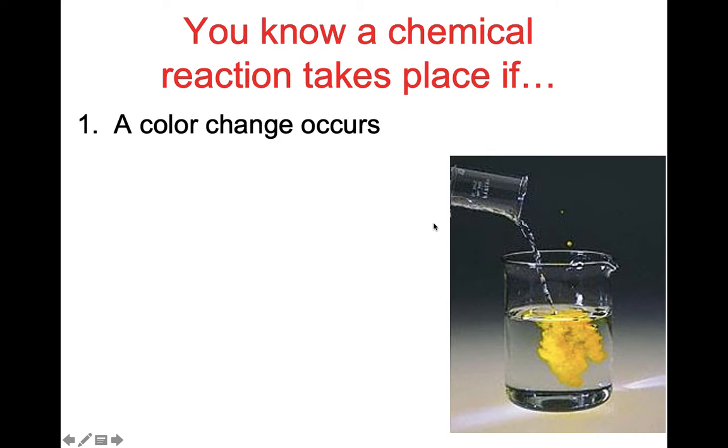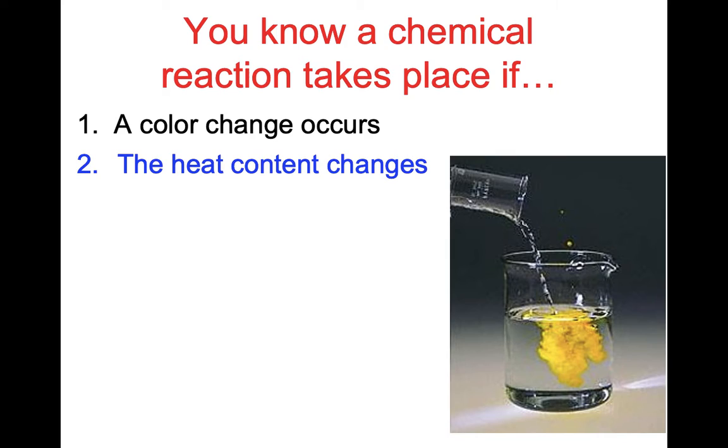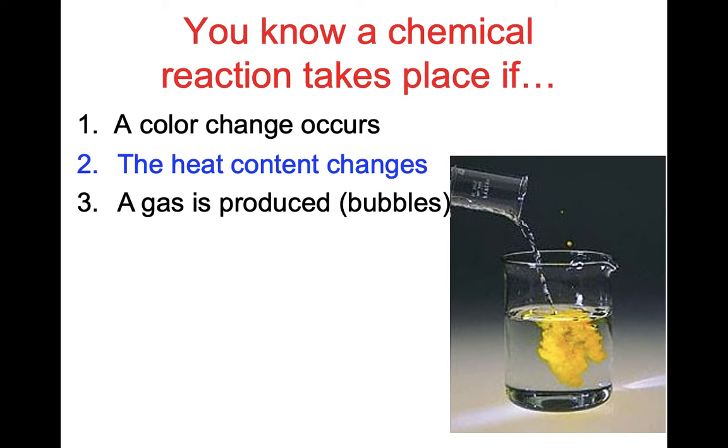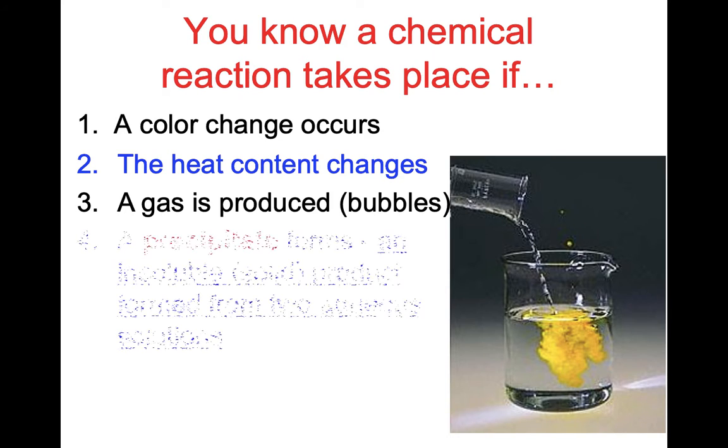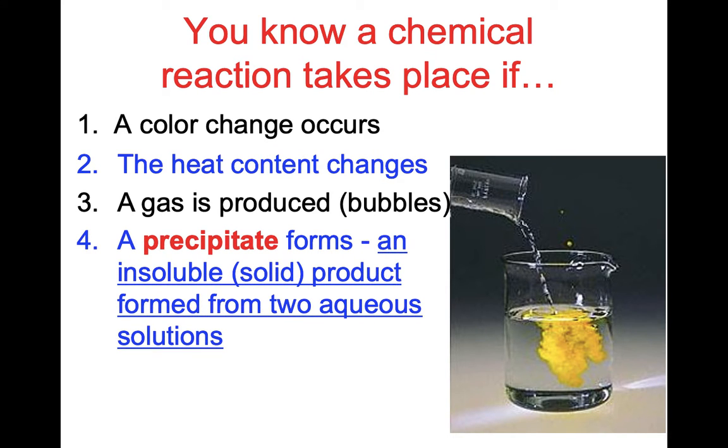So the first thing we can see is, is there a color change taking place? Is there any exchange of heat? Do we have a change in the temperature of the reaction? It could be endothermic or exothermic. Now, those are not necessarily going to be large changes in the heat content. It might be very slight and maybe not noticeable. Are you seeing any bubbles produced? And again, here's that word precipitate again. Are you creating a precipitate from two aqueous solutions?